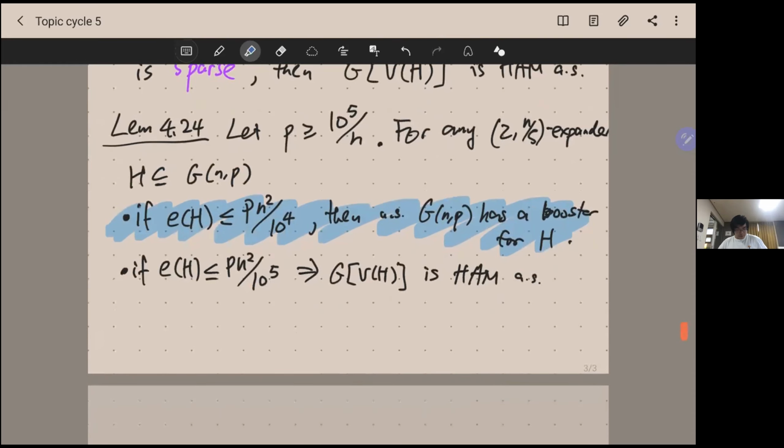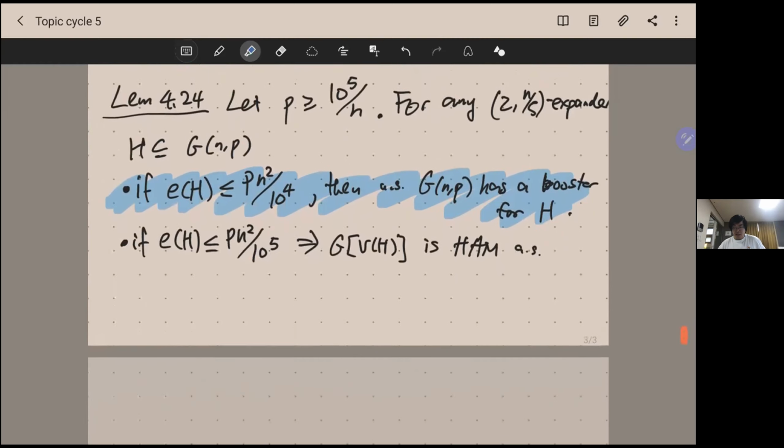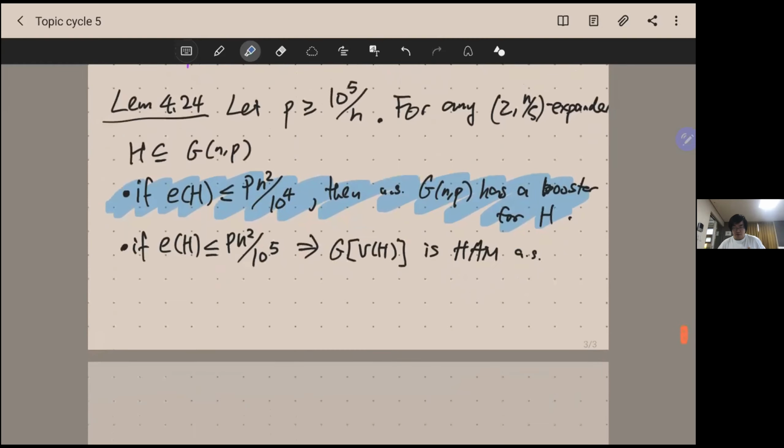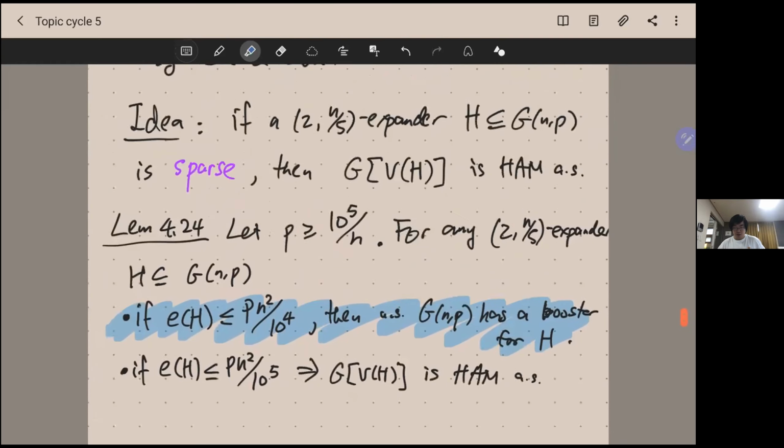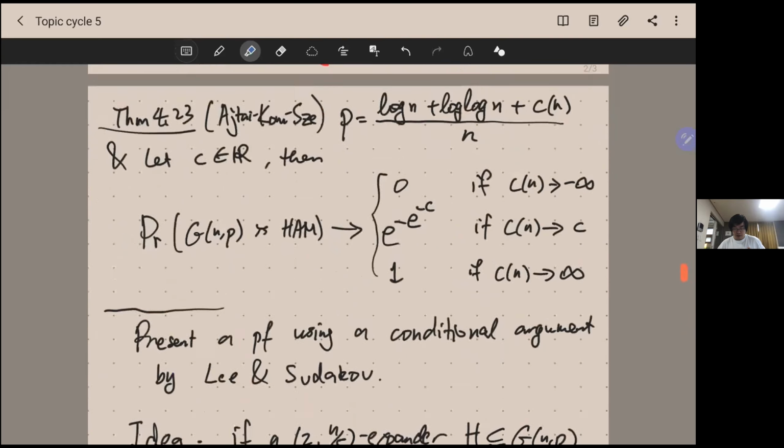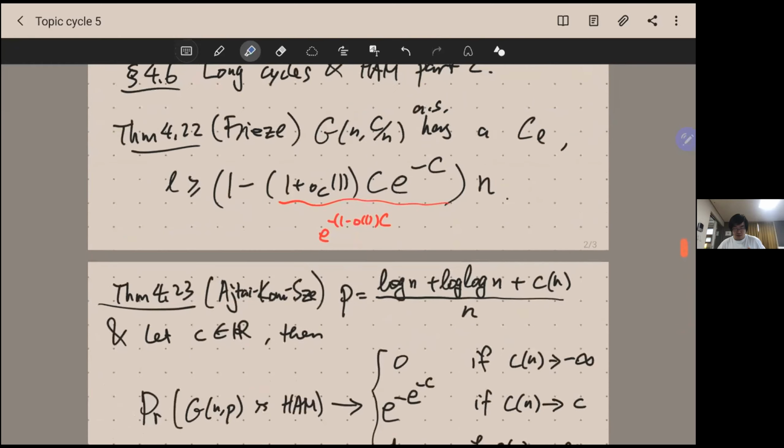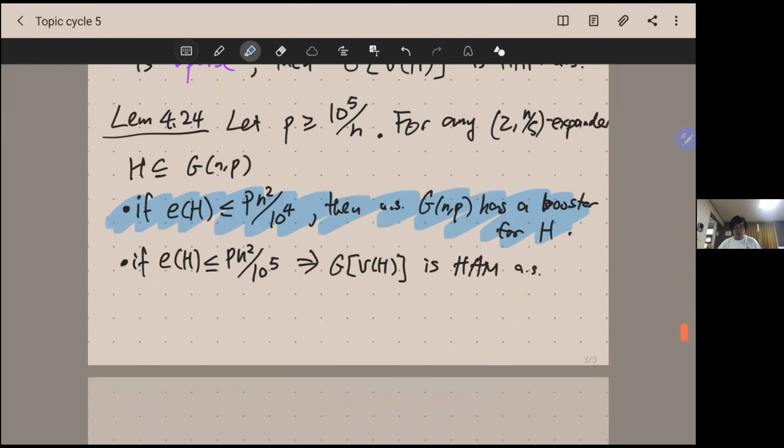Now, let's first prove 4.24 at least rigorously, and then we see its implication for the improvement. So the core of this method, giving these two improvements, is this lemma 4.24.